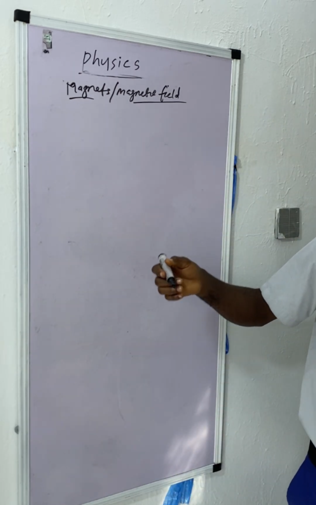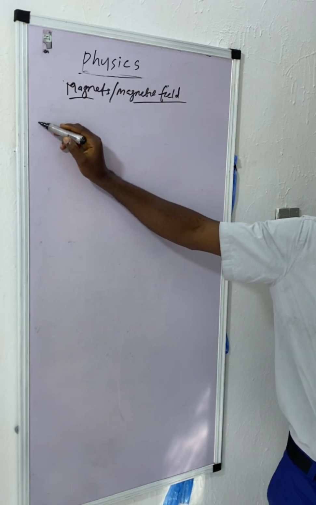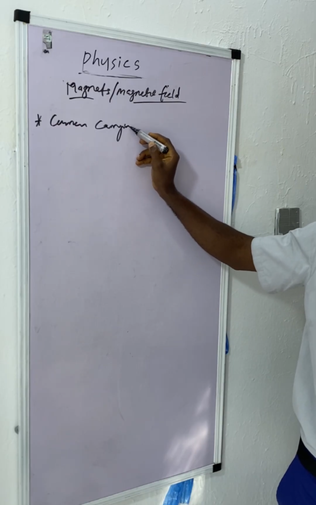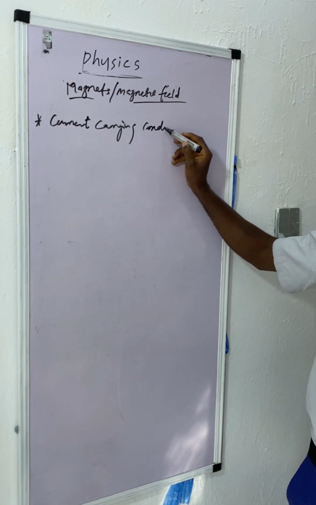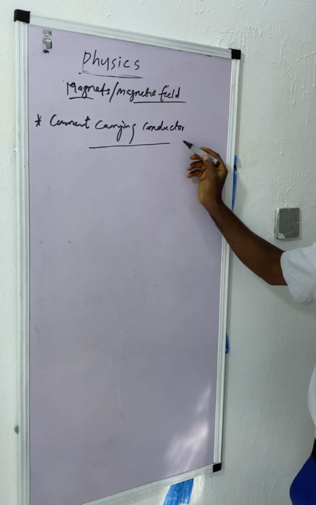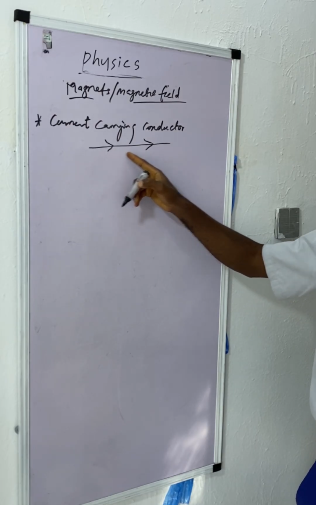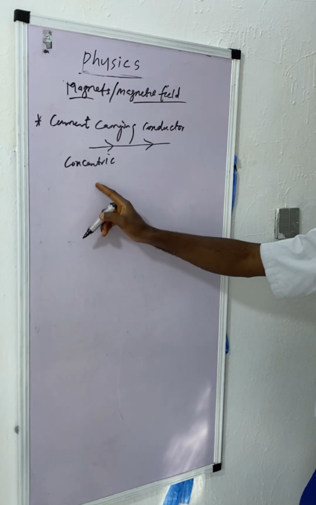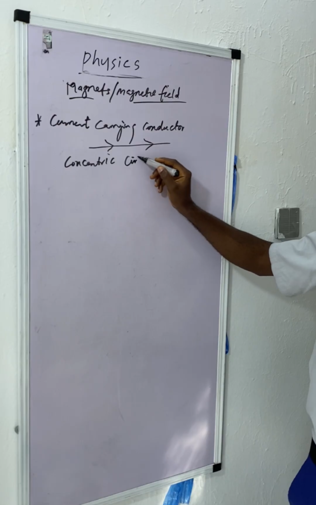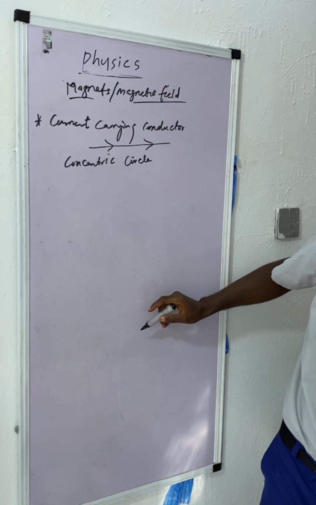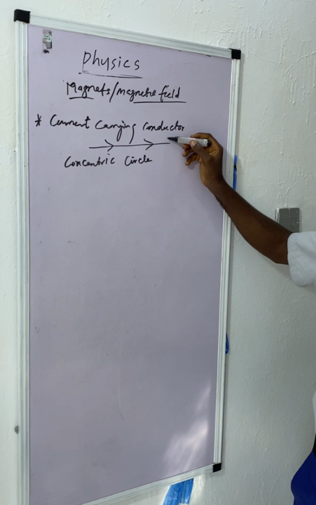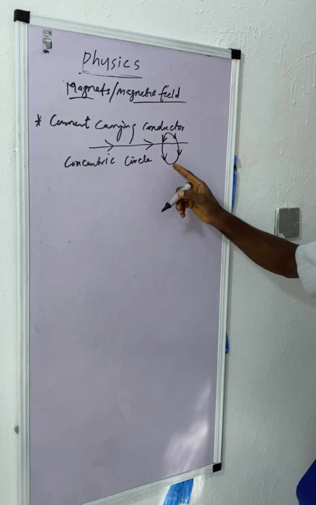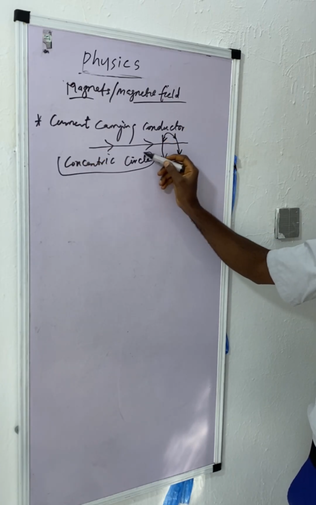The first one that we are going to look at is the flux pattern in a current carrying conductor. For example, you have a straight wire like this. What is the flux pattern in this current carrying conductor? It is concentric. It occurs in concentric circles just round the wire like this. Take note of this. That is the flux pattern.